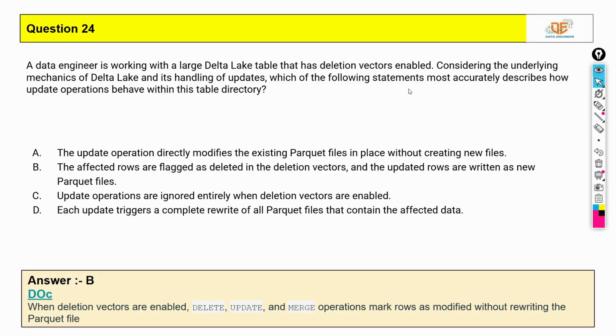Option is going to be B. The deletion vector is enabled. Delete, update, merge operations mark modified rows without rewriting the main Parquet file. So it will just create a new, different file.